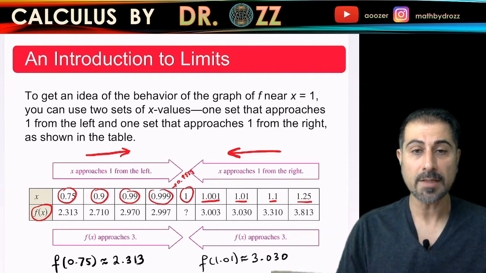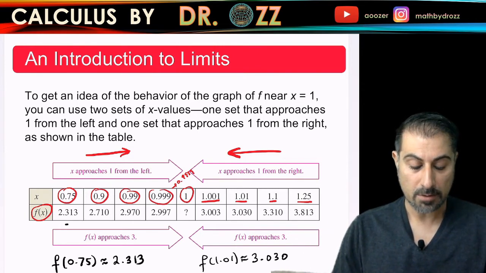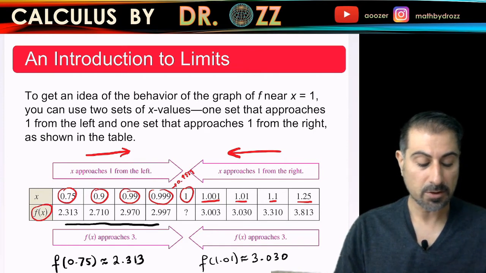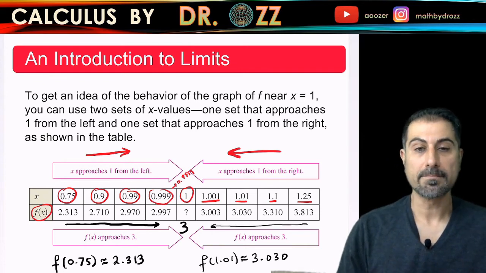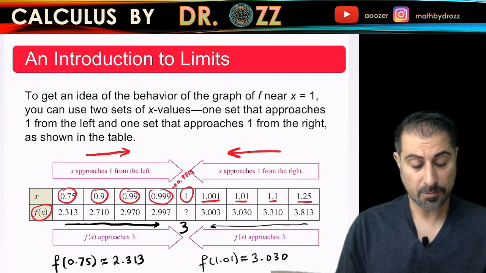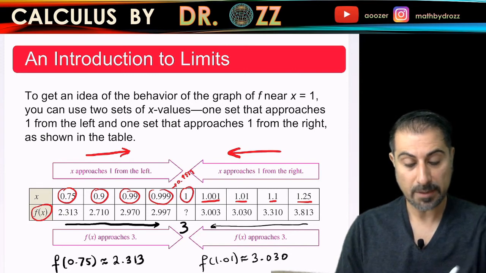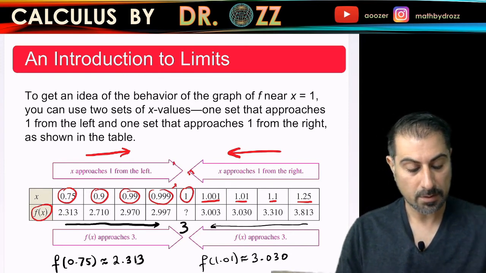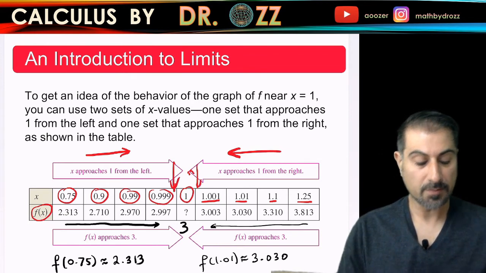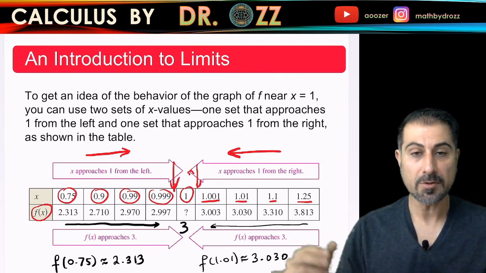And from this table I can see that the values are increasing in this direction to 3, and the values are decreasing in this direction to 3. So in other words, if you add more sample values in between these points, that means you're getting closer and closer to the value 3.